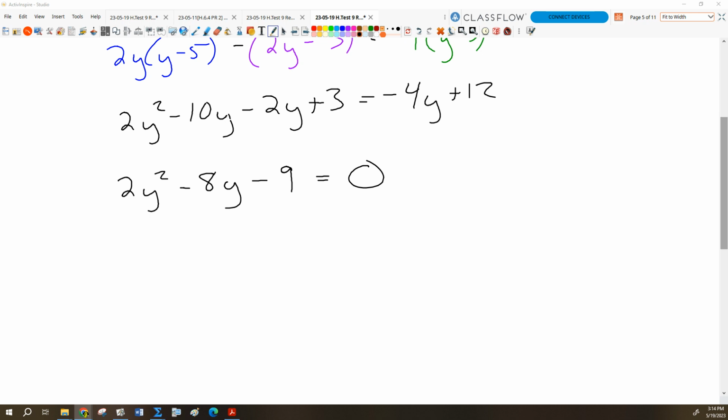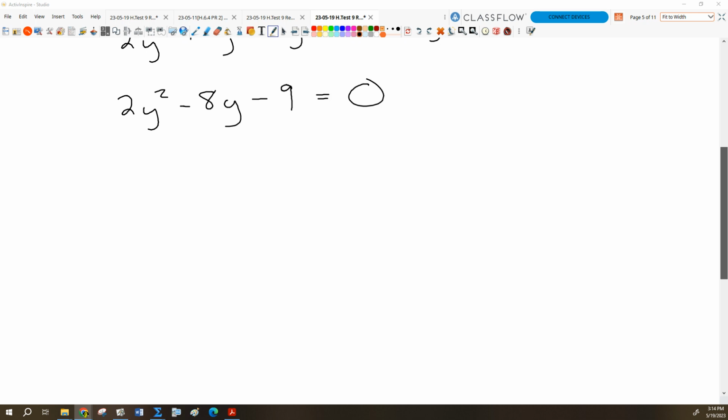Okay, so could I factor that? What would my magic numbers have to multiply to? Negative 18, right? They have to multiply to negative 18 and add to negative 8. And that is not possible, is it? Not possible. So that's not going to factor. So what do we do instead? Quadratic formula, sure.